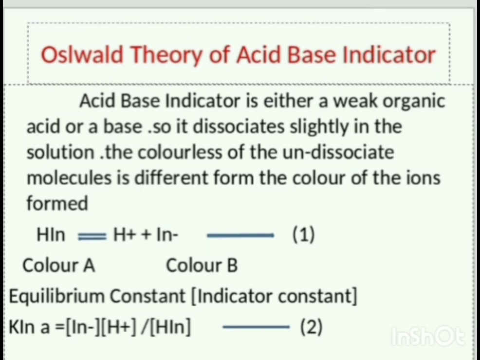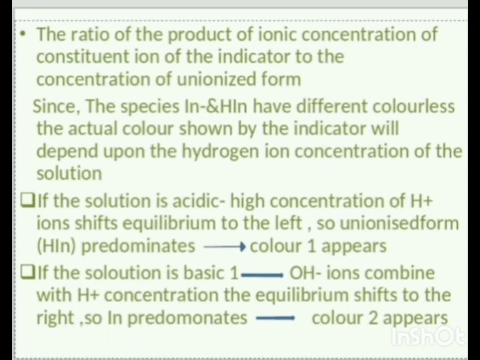Equilibrium constant, indicator constant: KIn equals [In-][H+] divided by [HIn], equation 2. The ratio of the product of the ionic concentrations of the constituent ions of the indicator to the concentration of the unionized form. Since the species In- and HIn have different colors, the actual color shown by the indicator will depend upon the hydrogen ion concentration of the solution.